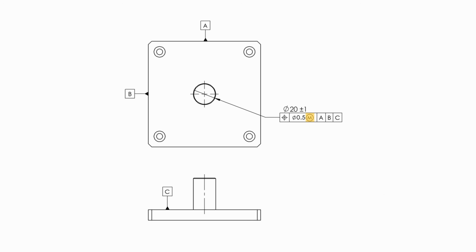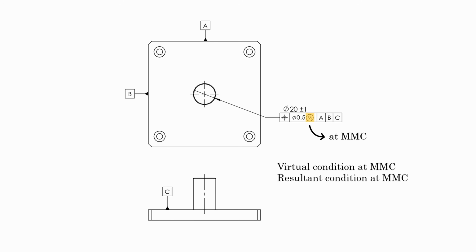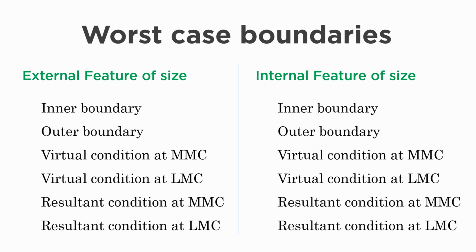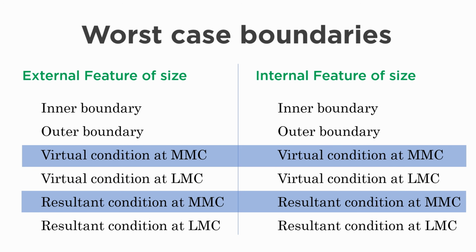If there is an MMC modifier, then we can define virtual condition and resultant condition at MMC. If there is an LMC modifier, then we define them at LMC. In this video, I am only going to explain virtual condition and resultant condition at MMC, because that's what we mostly use. Defining them at LMC works in the same way, but in reverse. So let's start with the definition and then we will break it all down.